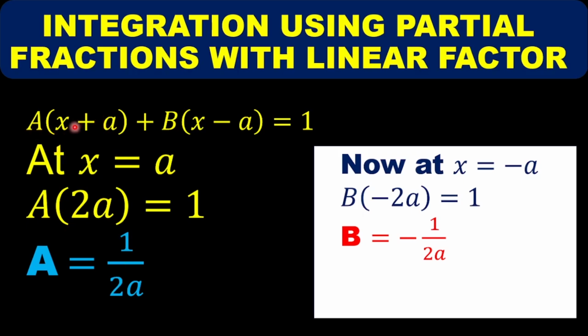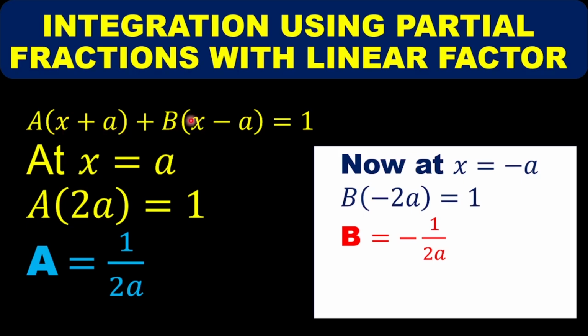By asking yourself what value of x, when you place it here, will give you 0 here. Naturally, if I put negative a here, negative a plus positive a will give me 0. That means a will disappear. So on the right-hand side, we are saying that at x equals negative a, I place negative a here and this is 0.